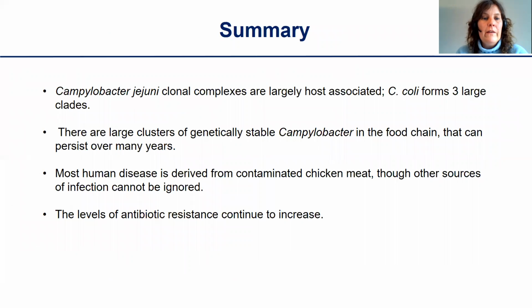So to summarise, Campylobacter jejuni clonal complexes are largely host associated, whereas C. coli forms 3 large clades. They're large clusters of genetically stable Campylobacter in the food chain that can persist over many years. Most human disease is derived from contaminated chicken meats, though other sources of infection can't be ignored, and the levels of antibiotic resistance are continuing to increase.